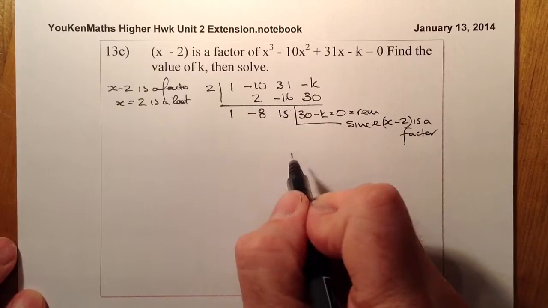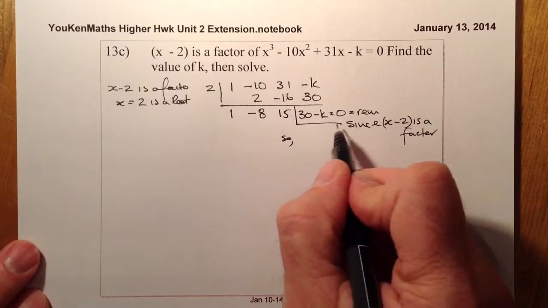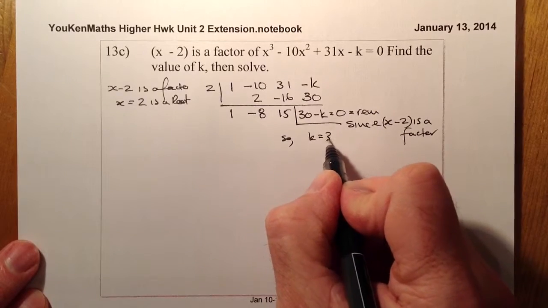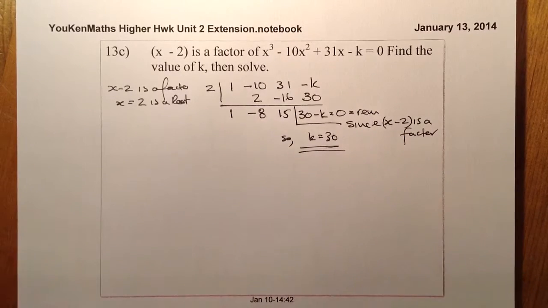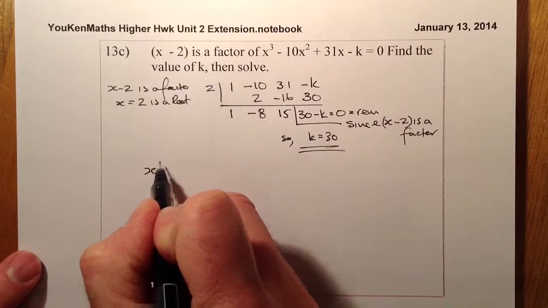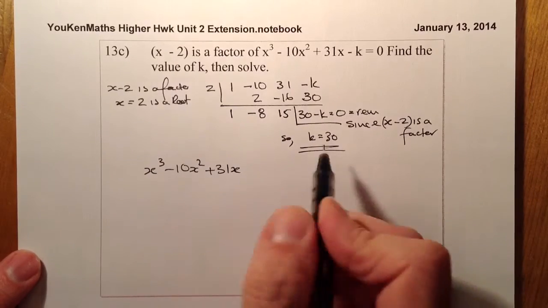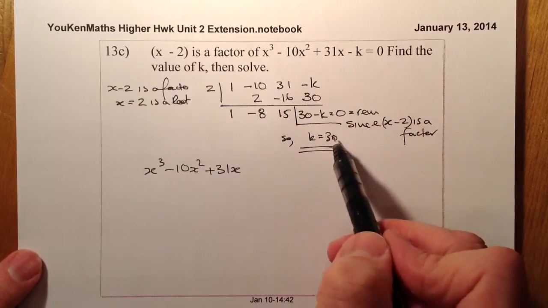So let's work out the value of k. I know that 30 minus k equals 0, so k is going to be equal to 30. And there's my answer for that first part. Right, let's go down with the polynomial and write that one out in full. So I've got x cubed minus 10x squared plus 31x, and I'll replace the k value there with 30.